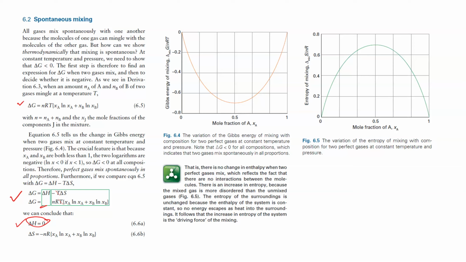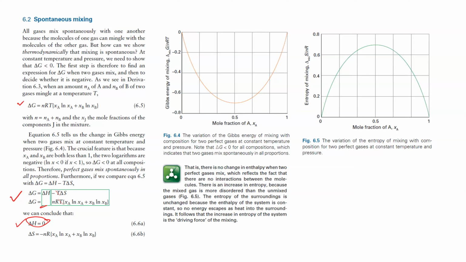There's an increase in entropy because the mixed gas is more disordered than the unmixed gases, which we see in figure 6.5. The entropy of the surroundings is unchanged because the enthalpy of the system is constant, so no energy escapes as heat into the surroundings. It follows that the increase in entropy of the system is the driving force for the mixing.